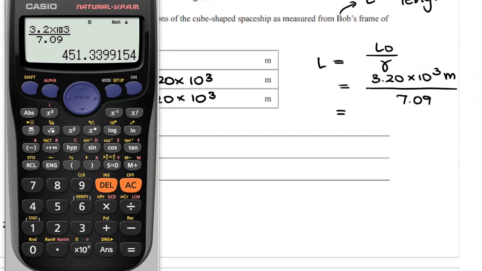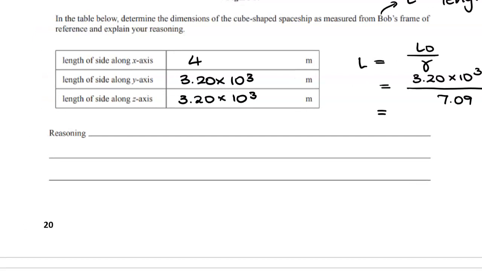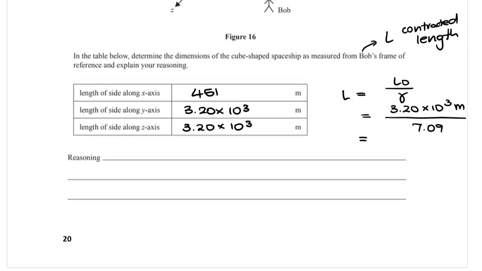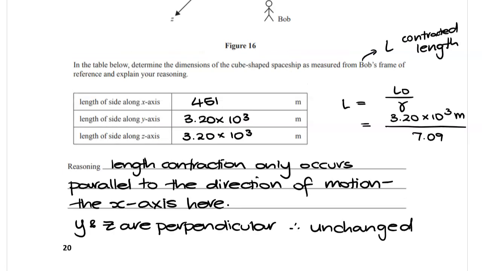Okay, giving this answer to 3 sig figs, we're going to have 451 meters. Now, we need to explain exactly the reasoning we use to be able to put these answers in here. We need to explain that the x-axis is parallel to the direction of motion, so we need to consider that contracted length, and that the y and z axes are both perpendicular to the direction of motion, so no length contraction will occur. So to really make sure we've answered the question, I've specifically referenced the axes that they've told us here. I've not just given a broad statement of length contraction only occurs parallel to the direction of motion. I've specifically and explicitly said that's the x-axis here, whereas the y and z are perpendicular, therefore unchanged.